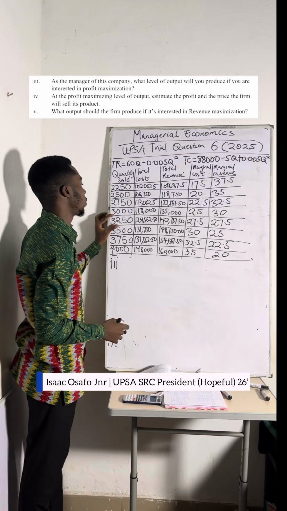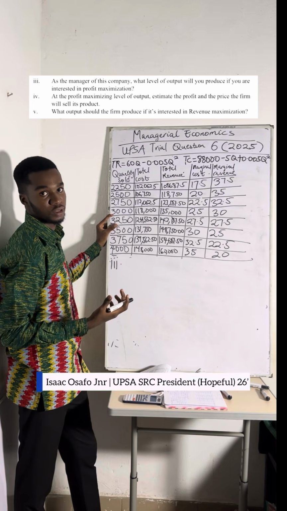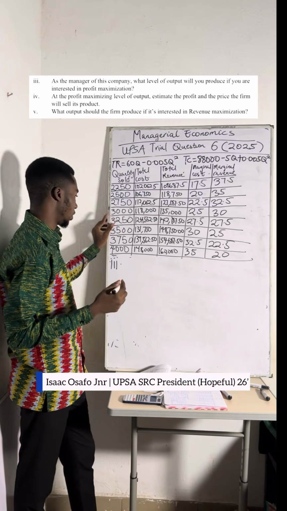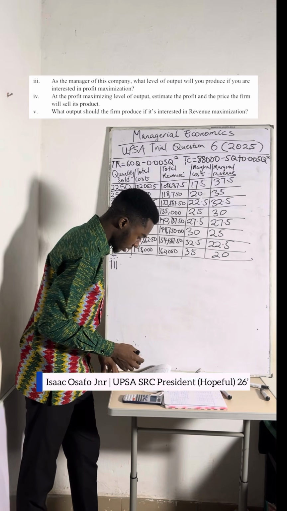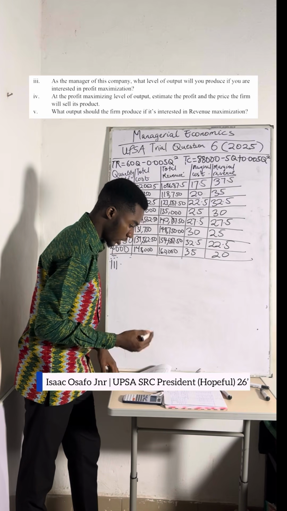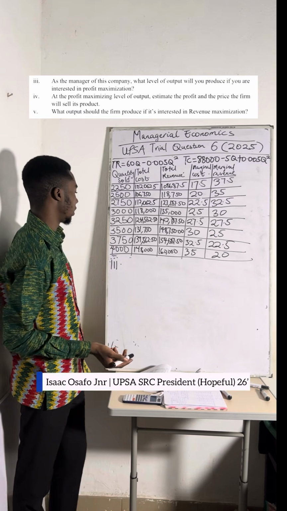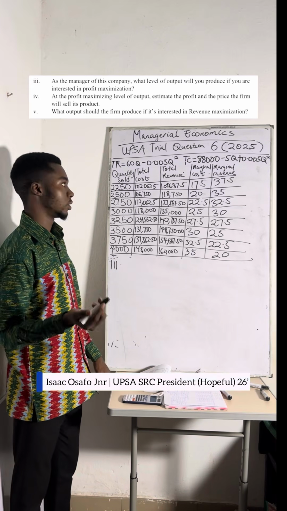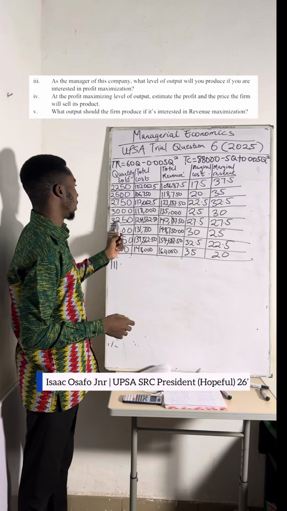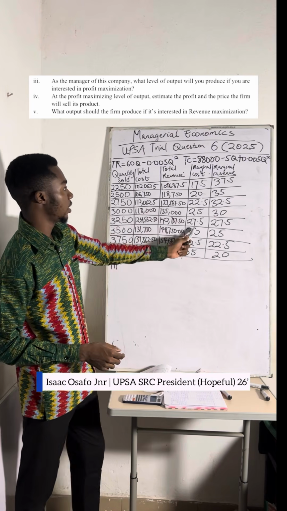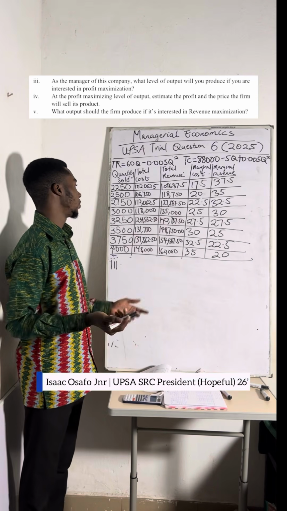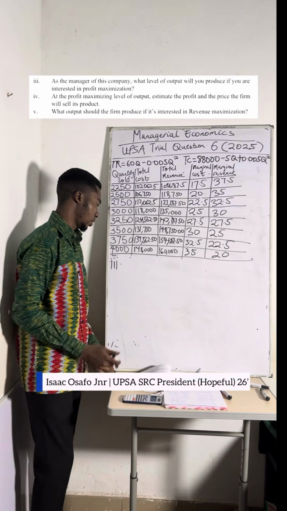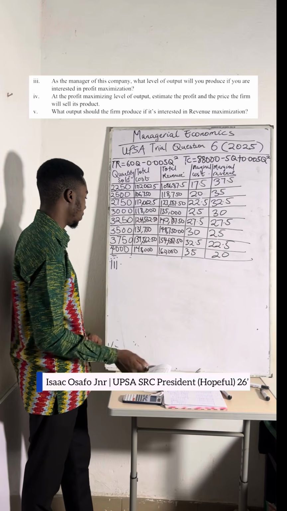So this is the output that would attain the maximum profit, the output that you have to produce in order to attain the maximum profit. Do you get it? So for part III, where you are asked as the manager of the company what level of output you would produce if you are interested in profit maximization, you just say that profit is maximized when marginal revenue is equal to marginal cost. And since at 3,250 units of output marginal revenue is equal to marginal cost, the firm should produce 3,250 units to maximize profit. Okay, so that's for part III. I've already explained it, so no need to write.